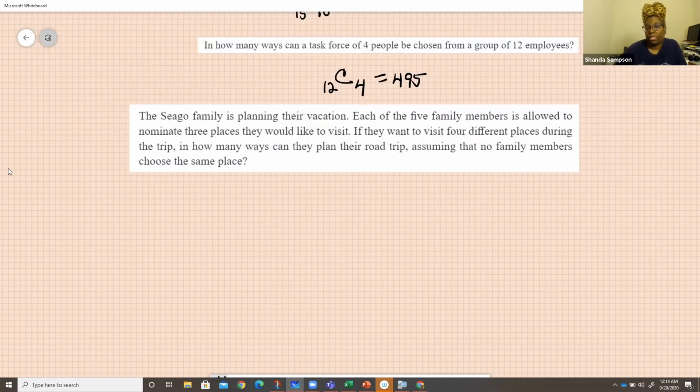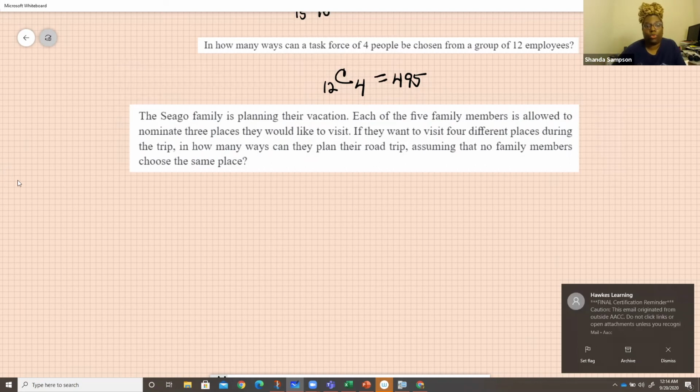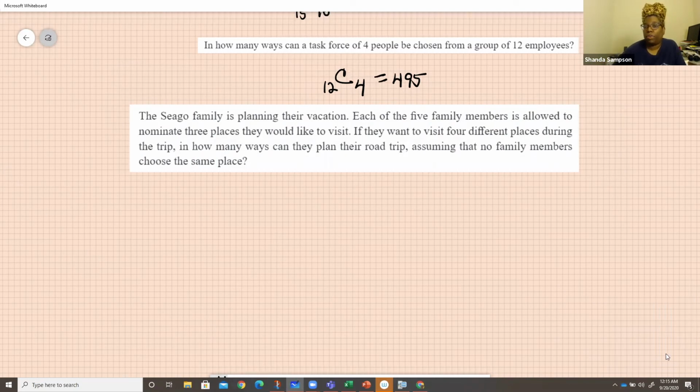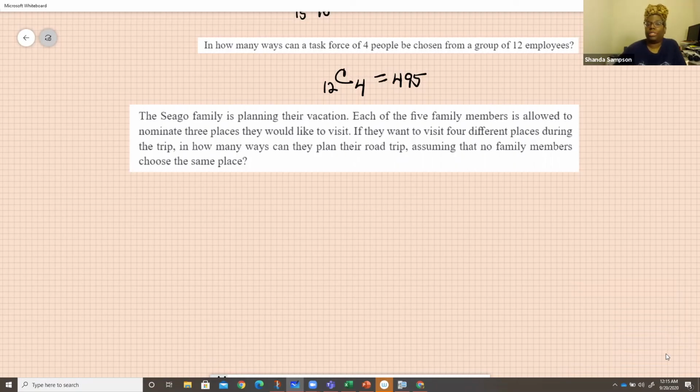The Siegel family is planning their vacation. Good for the Siegel family. We don't care. Each of the 5 family members is allowed to nominate 3 places they would like to visit. If they want to visit 4 different places during the trip, in how many ways can they plan their road trip, assuming that no family member chooses the same place? So what do we think about the Siegel family here? Probably could care less about the Siegel family, right?